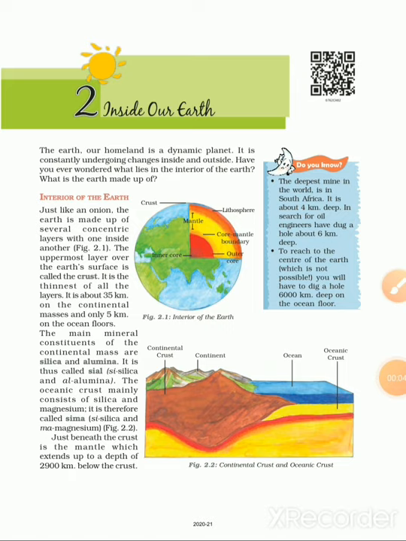In this video, we are going to study chapter number 2, NCERT Book of Geography for class 7. The name of the lesson is Inside Our Earth.